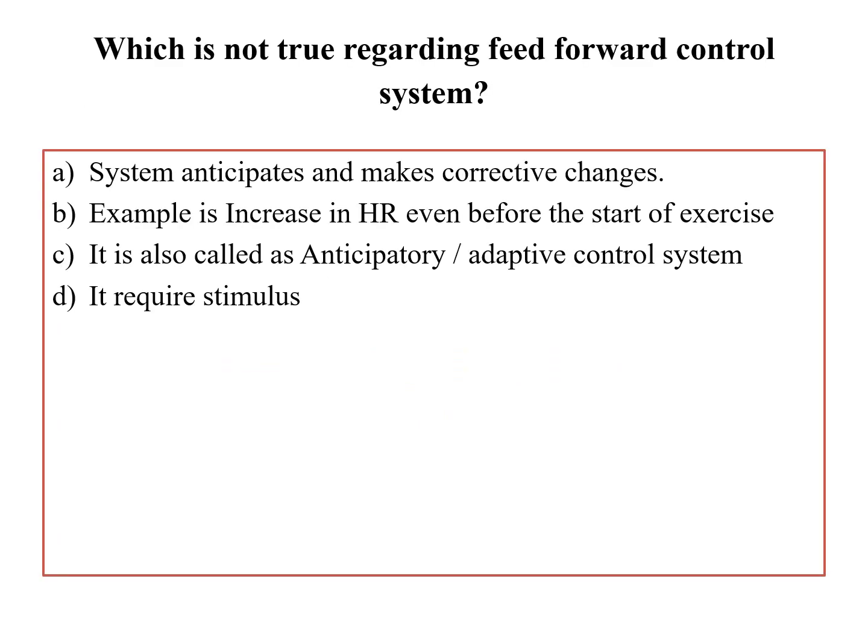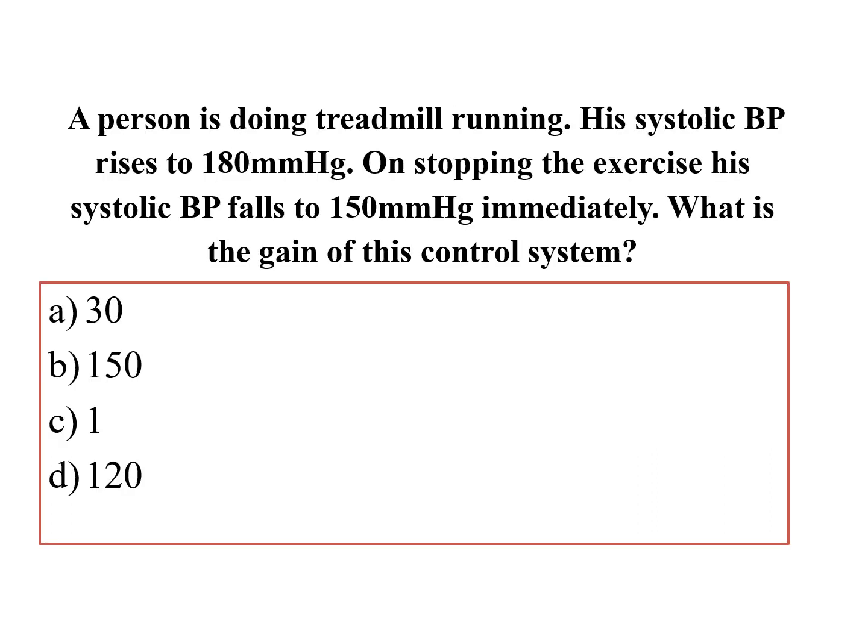Which is not true regarding the feed forward control system? The system anticipates and makes corrective changes. Example is increase in heart rate even before the start of exercise. It is also called the anticipatory or adaptive control system. It requires stimulus. So which is not true here? The anticipatory control system does not require stimulus. That is why no time lag is present in the anticipatory control system. So the answer is D.